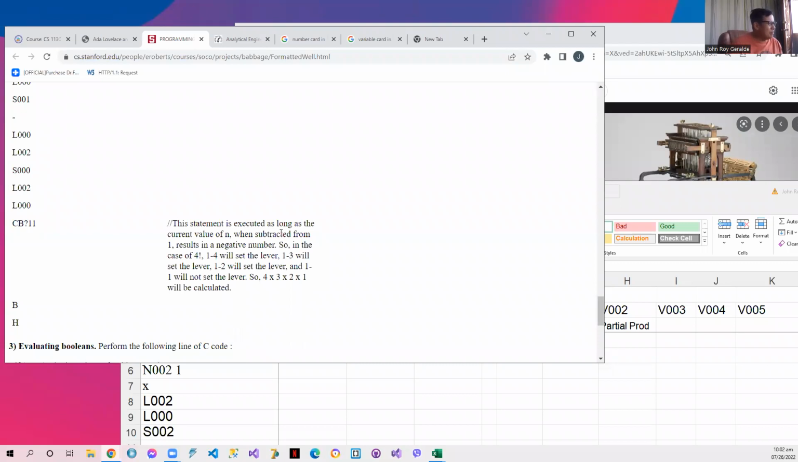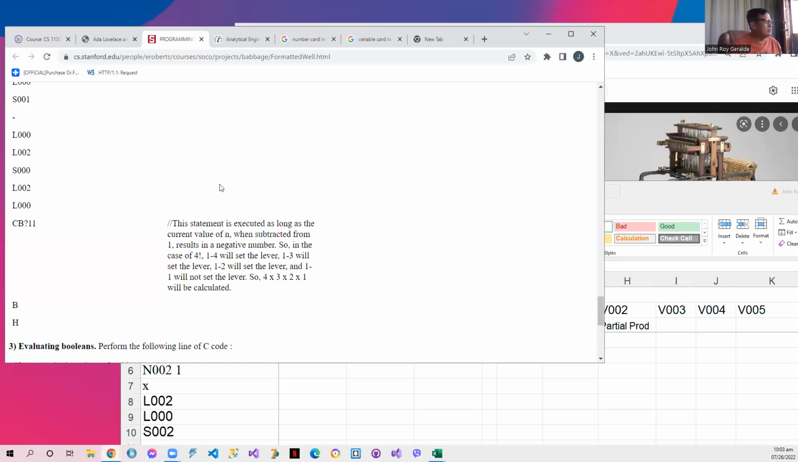If the last result of the egress axis is negative, the run-up lever will be high, or 1, on. It will be off if the last result is 0 or positive. Do you follow? So 1 minus 4 will set the lever to 1. 1 minus 3 also sets the lever. But 1 minus 1 is 0, which will set the lever off.